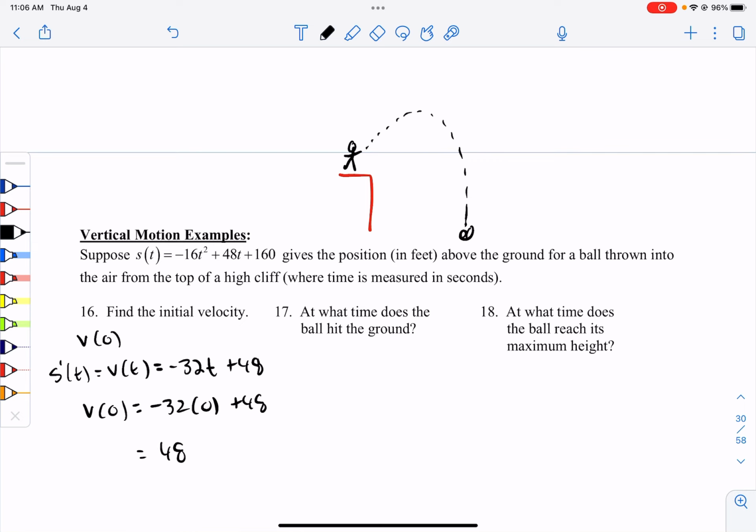So that means at that moment that he who has not been named yet, or she, actually I think we have more girls in this class than boys.